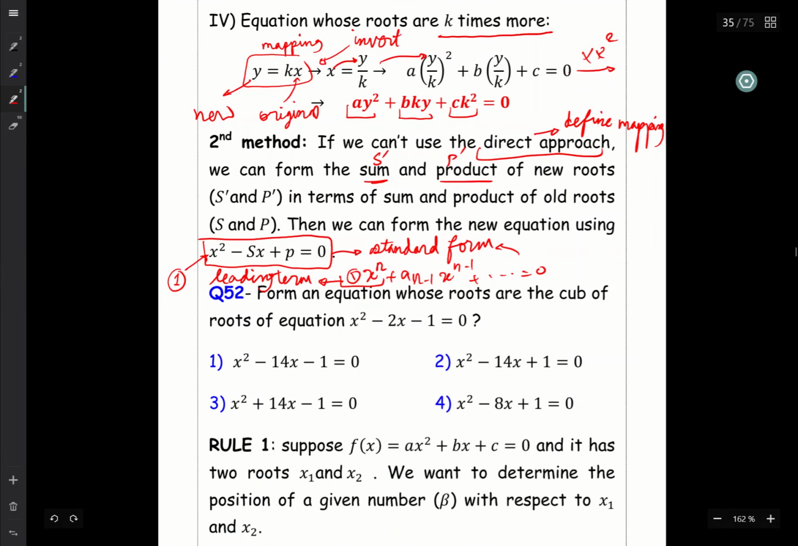Form an equation whose roots are the cubes of the roots of the equation x squared minus 2x minus 1 equals 0. Now the original method is that, okay, y should be x cubed. Therefore x is y to the 1 over 3. And then we put it back: y to the 2 over 3 minus 2 y to the 1 over 3 minus 1 equals 0. But then here's the problem, right? This is not a polynomial. A polynomial should only have integer powers, right? So it should be y squared, y to the 1, y to the 0. So there's something wrong here. So this method, defining the mapping, doesn't work.